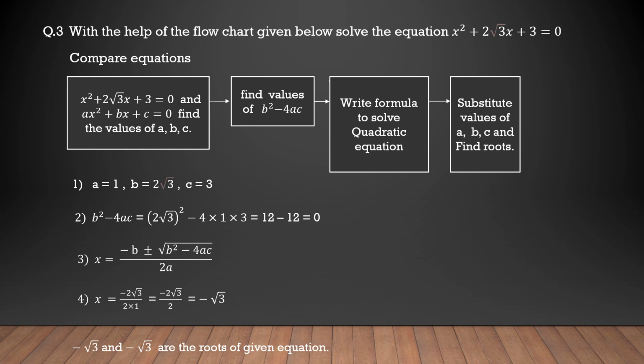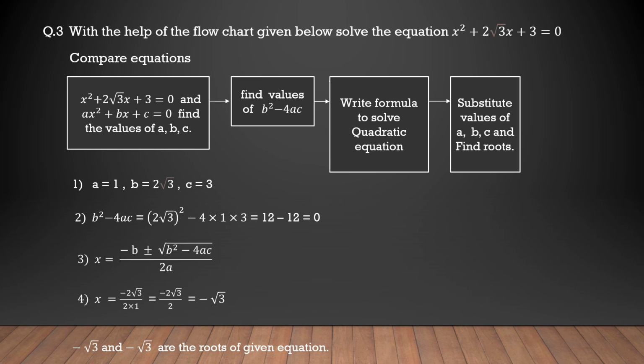So we compare this equation. After comparing, we have to find value of a, b and c. So first we compare these two equations. After comparing, we get value of a is equal to 1, b is equal to 2 root 3 and c is equal to 3. Then second instruction is find value of b square minus 4ac. The second, we find the value of b square minus 4ac.